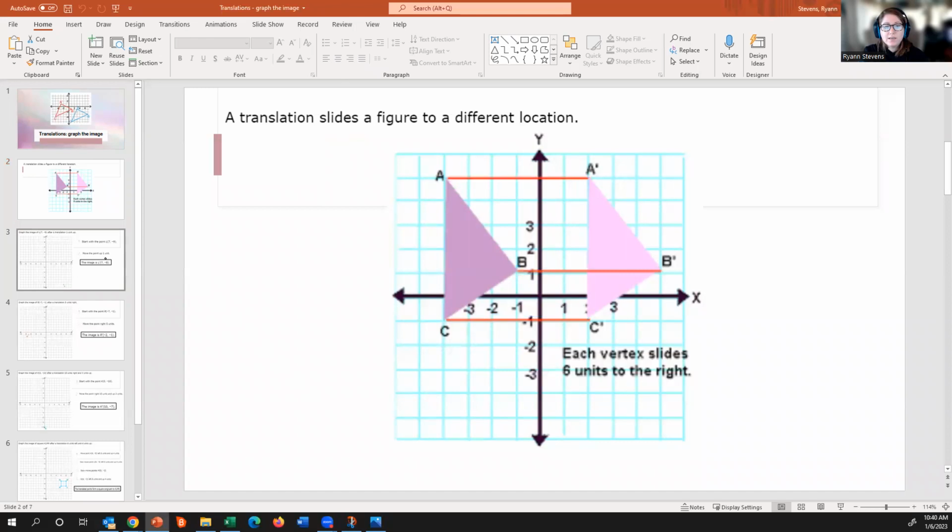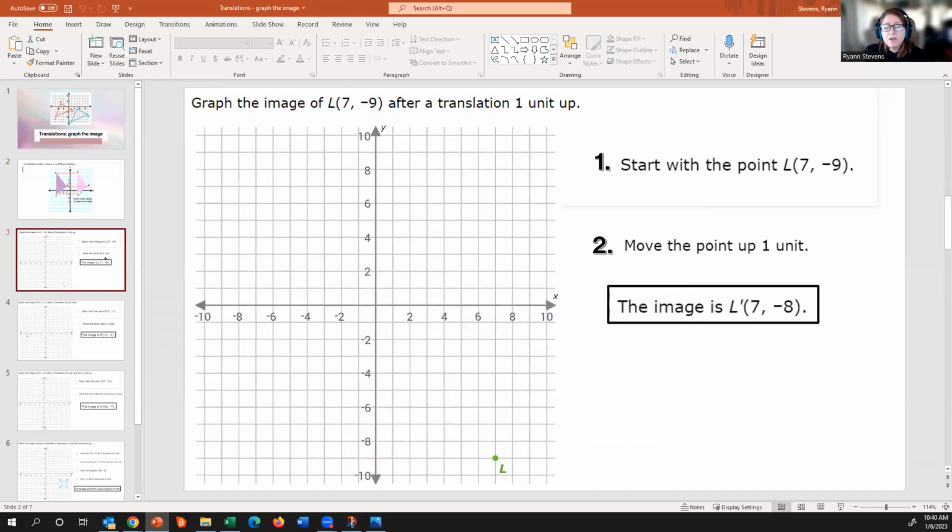This first example is going to tell us that we want to graph the image of L, which is at the point 7, -9. And then we're talking about a translation of 1 unit up. Remember when we talk about ordered pairs, we have 7 and we have -9, and this is going to be our X and this is going to be our Y. The first thing we're going to do is move the point left or right. So X is your left or right movement, and then Y is going to be your up or down movement.